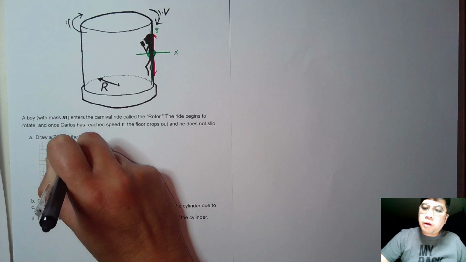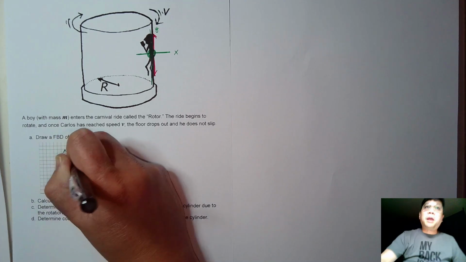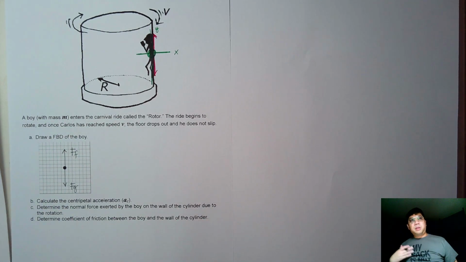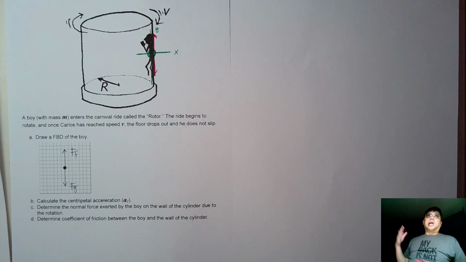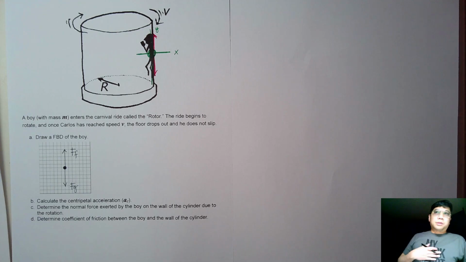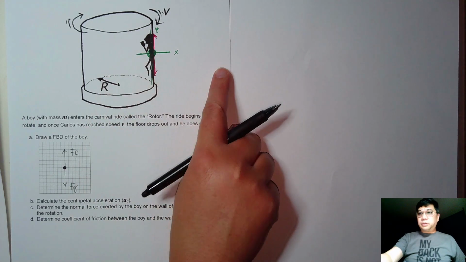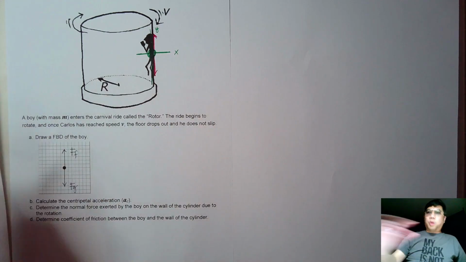So this will be our force of friction because you're pinned on the wall. Now, where's the direction of the normal force? As you want to go out, the normal force is preventing you from going out.